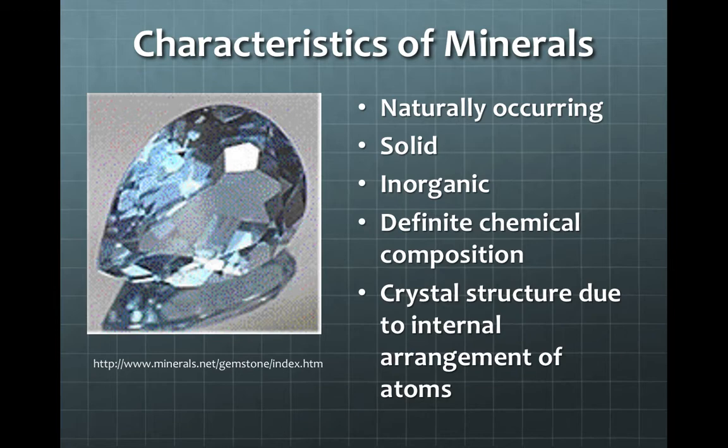And lastly, they have a crystal structure due to the internal arrangement of their atoms. Sometimes you can see that crystal shape on the outside, like we saw with that smoky quartz a few minutes ago, and if you want to back up and look at it again, you'll be able to see that. Sometimes, though, you won't be able to see the crystals, but that doesn't mean the crystal structure isn't there. It's just maybe at the atomic or microscopic level where you can't see it expressed outwardly.